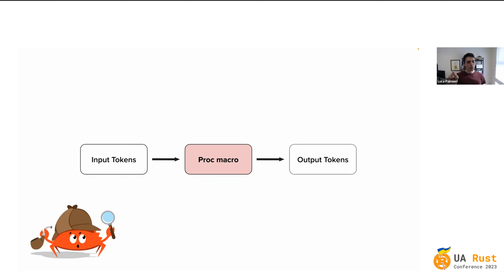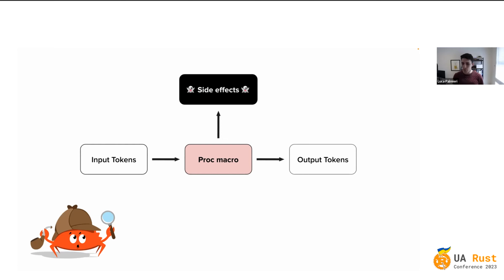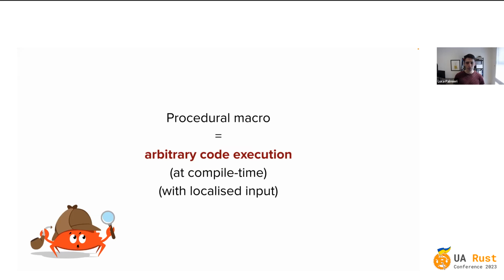Now, the processing logic is just a Rust function, and Rust functions can do a lot of things. In particular, they can do side effects. Now, some people would say that this is a problem, and that'd be right, because you can think of procedural macros as arbitrary code execution at compile time with localized input. So you can do whatever you want inside a procedural macro, and you're getting as input a specific part of the Rust program that's being compiled that was marked with this macro. And when you have arbitrary code execution, you can start to do funky things.